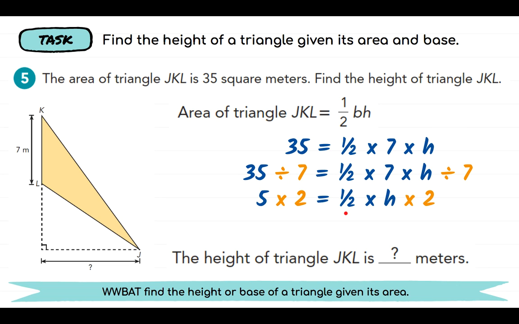Then I can multiply both sides by 2 to get rid of 1/2, because 1/2 h times 2 would get rid of the 2. 1 times h is h. So I have to do the same on the other side: 5 times 2. So it gives the height of triangle JKL, which is 10 meters. Not square meters, meters. So if you got it right, just pat yourself on the back, and we're going to move on.